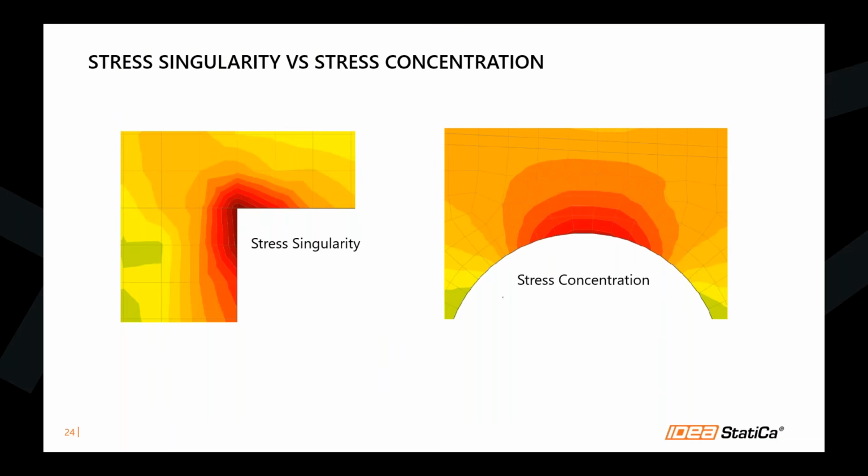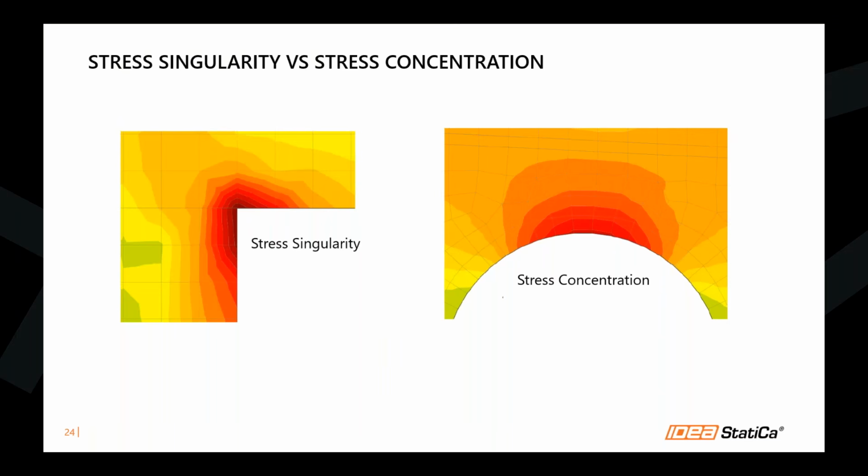So for stress singularity, if you are sure this is stress singularity, then we can ignore it. That is different if it is a stress concentration. Stress concentration is a real behavior, or it's a real stress which is there. So for stress concentration, you cannot ignore it, and you must design for it. Then how do you differentiate between these two? Stress singularity usually happens in sharp corners.